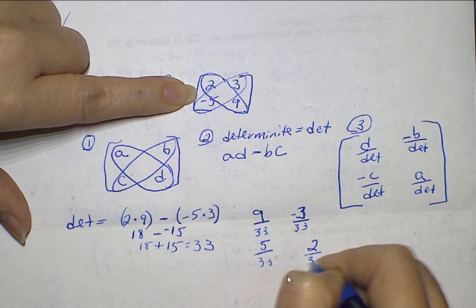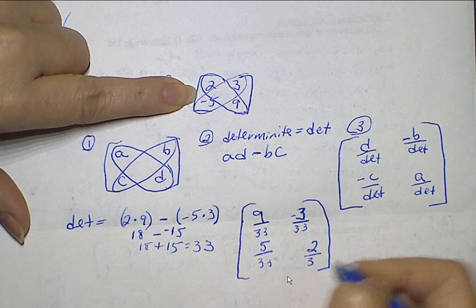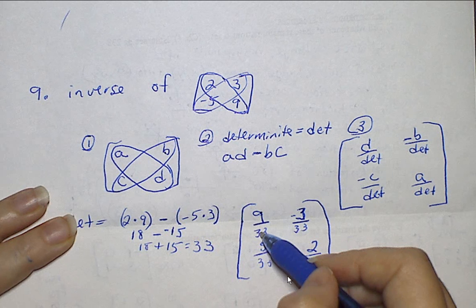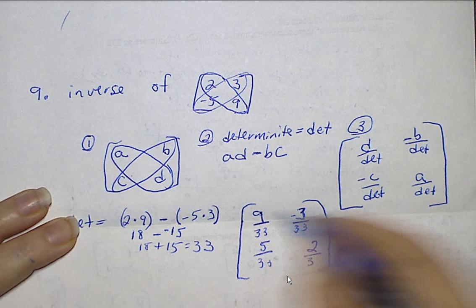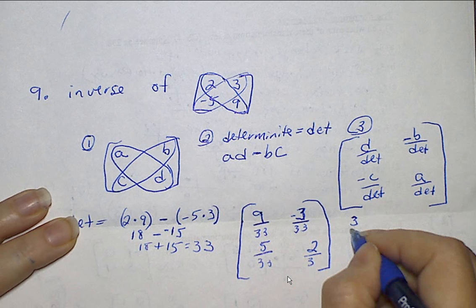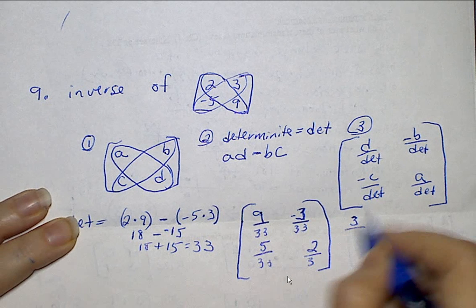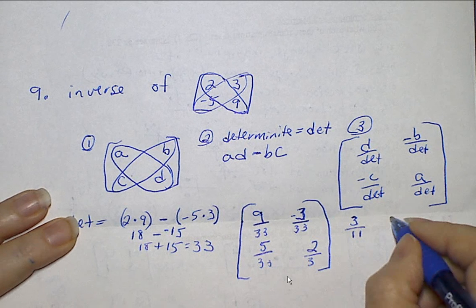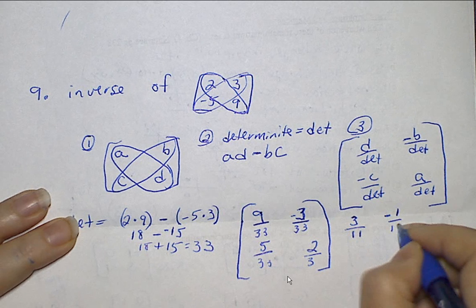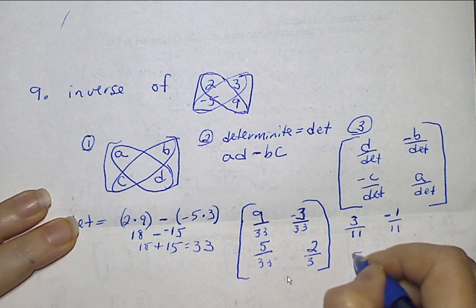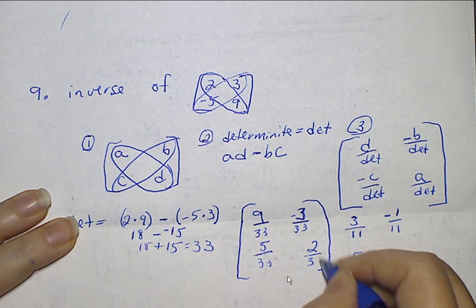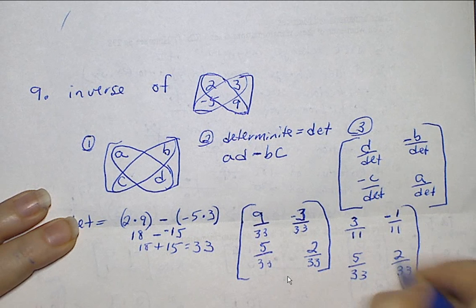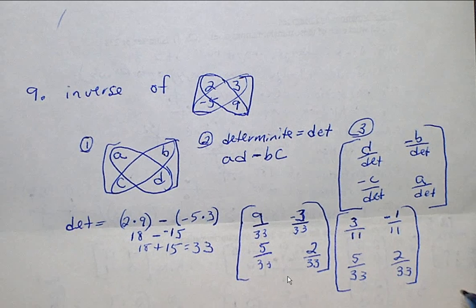So that's your first one. Now I have to reduce it. What goes into 9 that goes into 33 is 3. So we have 9 goes into that 3 times, and then 3 goes into 33, 11. And then 3 goes into this one also, so it's negative 1 over 11. Nothing goes into that, so it's 5 over 33. And then, oops, should be 33, so we have 2 over 33. Alright, so that is number 9, done out without the graphing calculator.